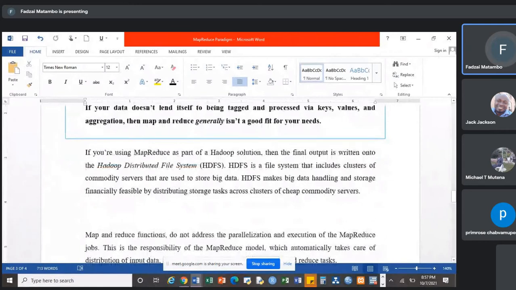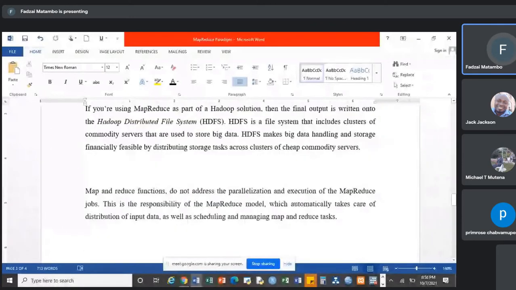If you are using MapReduce as part of a Hadoop solution, then the final output is written onto the Hadoop Distributed File System, HDFS. HDFS is a file system that includes clusters of commodity servers that are used to store big data. HDFS makes big data handling and storage financially feasible by distributing storage tasks across clusters of cheap commodity servers.